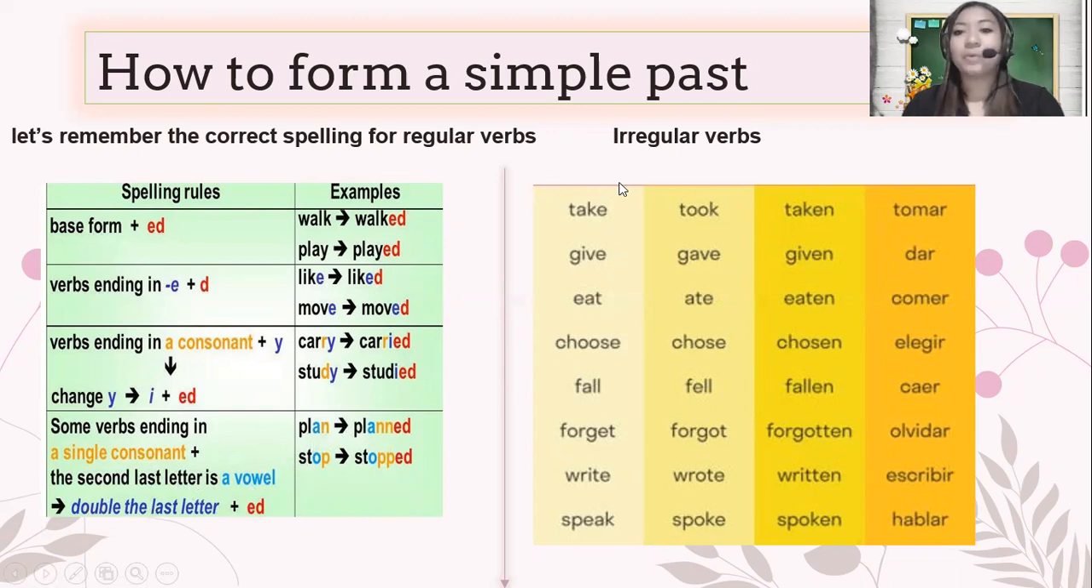On the other hand, we have the irregular verbs. So remember that irregular verbs are the verbs that change their form. We have the simple present: take, the past: took, and the past participle: taken. And here there are some more examples.